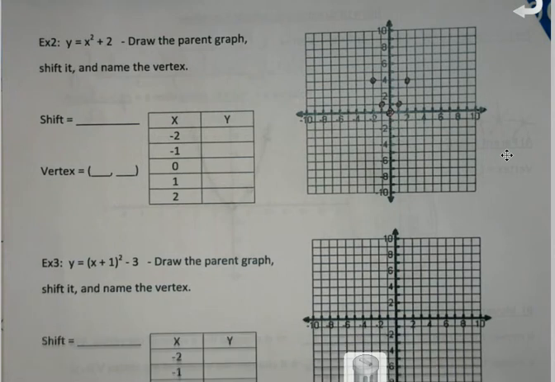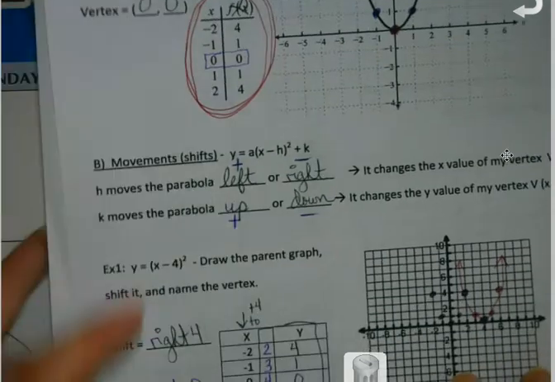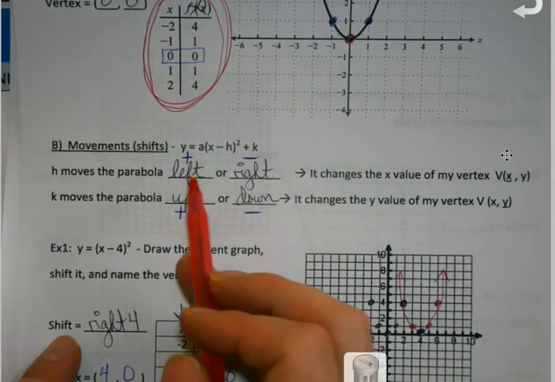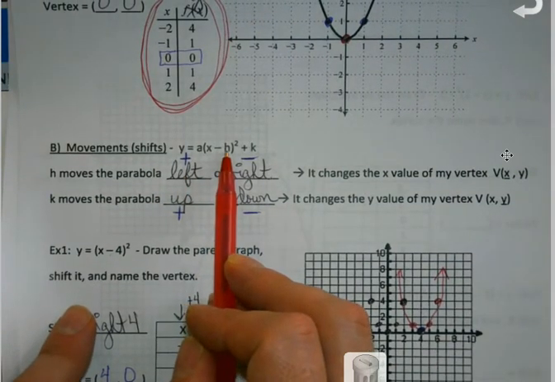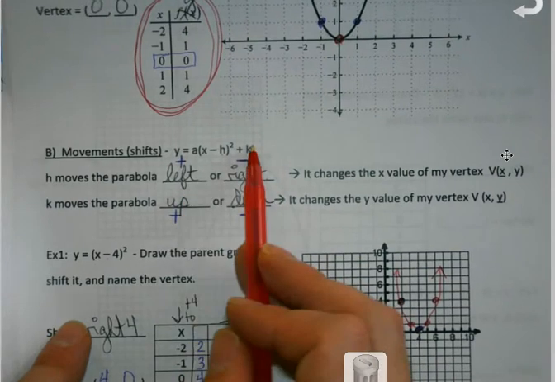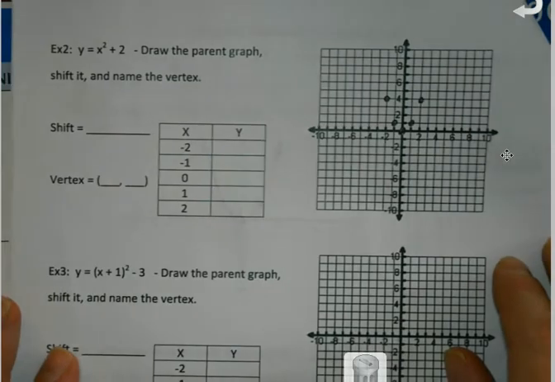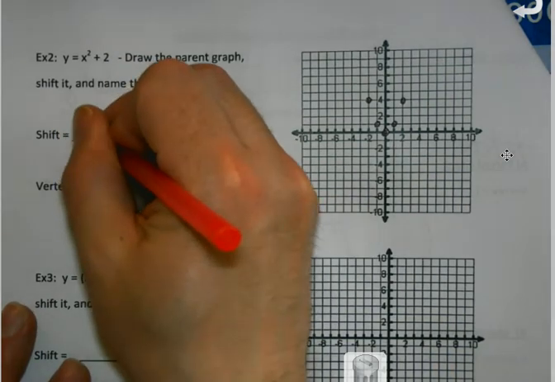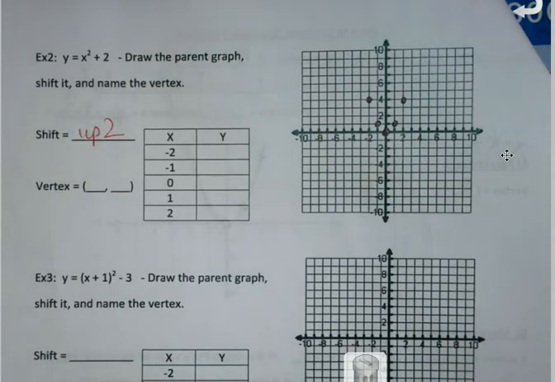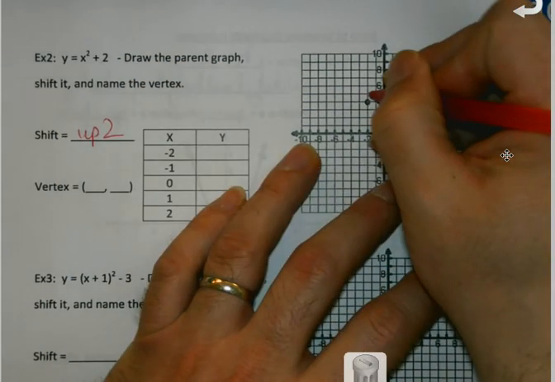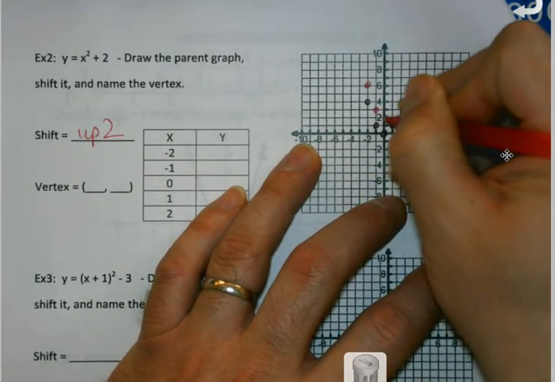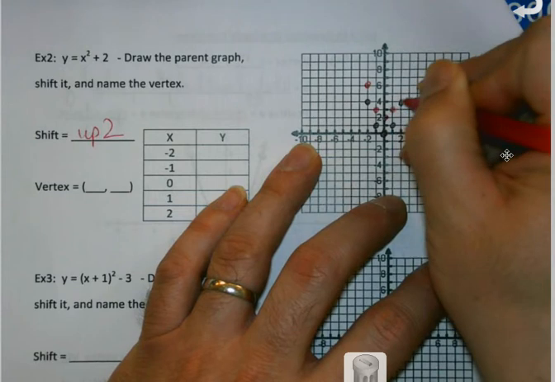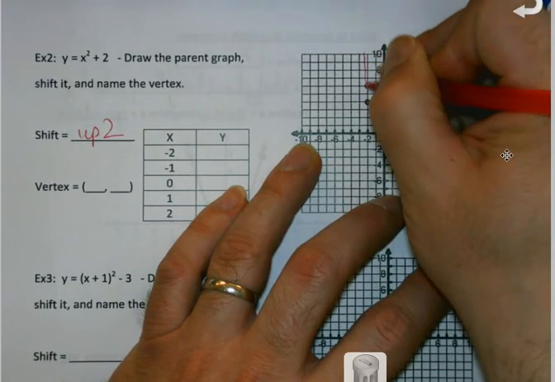Close. Because normally you're right, it said, oh, plus is left. But remember, the plus to be left is if it's in the parentheses. Do I have any parentheses this time? I don't. So it's a k value, and a plus k value means I go up. So I come back over and I say, okay, my shift is going to be up 2. So again, every one of these points, I just go up 2. And connect the dots.